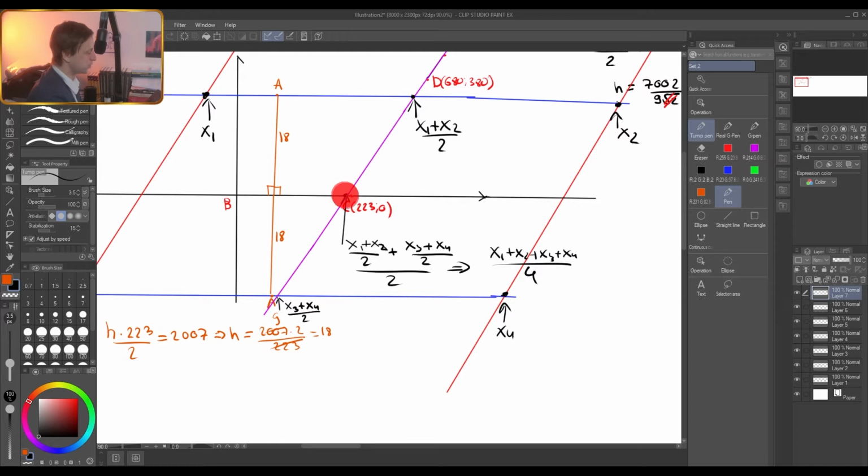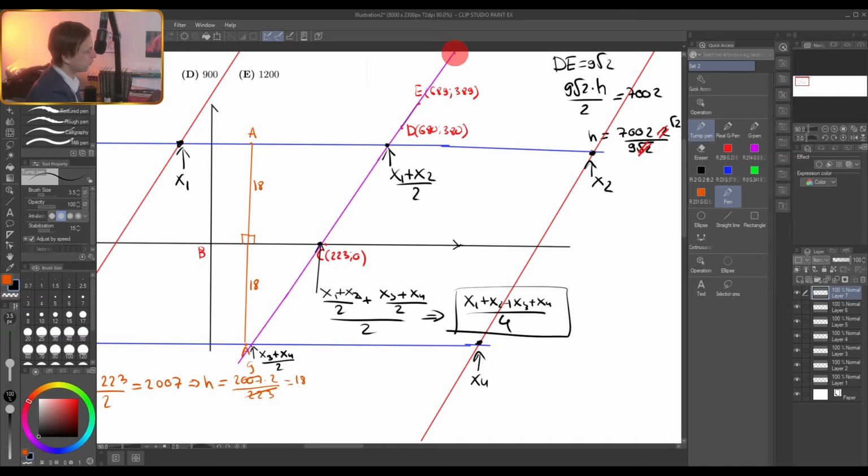Great. So this point, which is exactly in the middle of the parallelogram, is the midpoint of the parallelogram, the intersection of two midlines, and it has these coordinates. And this point is very easy to find. It's the point of intersection of this purple line and the x-axis.